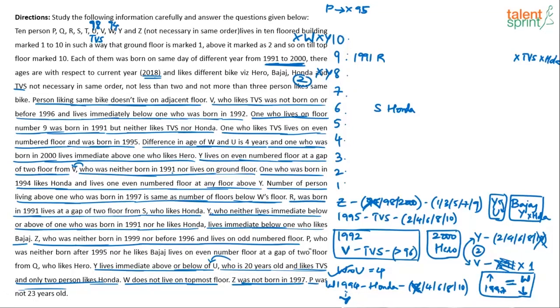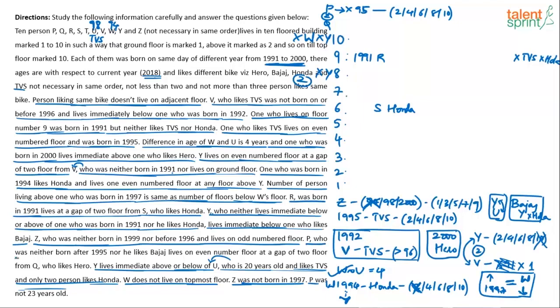Okay, and one more statement that we did not mark actually is P, who was neither born after 95 nor he likes Bajaj, lives on an even number floor at a gap of 2 floors from Q. So basically P and Q have got a gap of 2 floors. And P lives on an even number floor. So 2 or 4 or 6 or 8 or 10. This statement is also done.